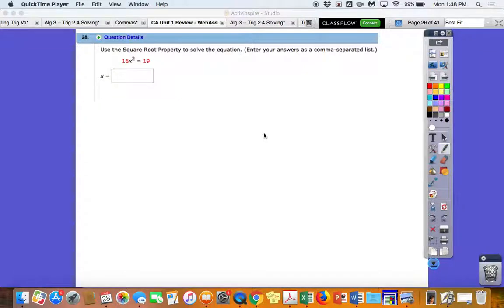Do all the problems that we didn't get to, so hopefully I can squash this into one video so it won't last forever. We skipped this one. So we had 16x squared equals 19, and it says use the square root property. You always want to divide anything out first. The last thing you want to do is address the power.